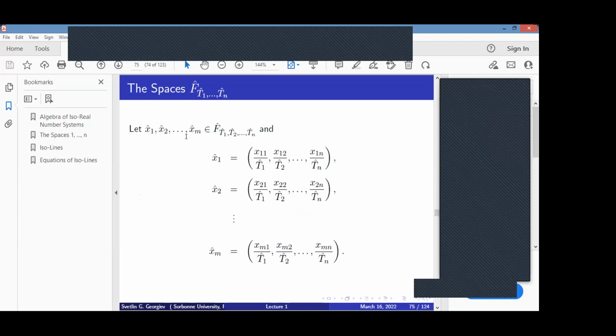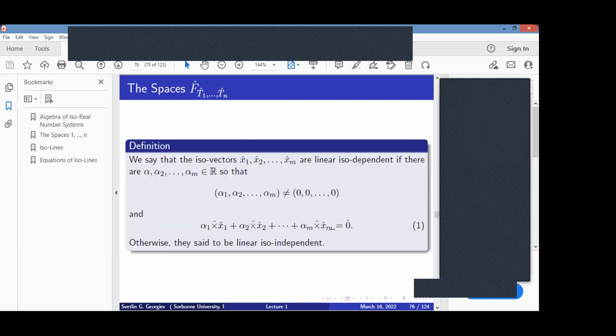Now we take m elements, x1, x2, up to xm, and consider their corresponding isolifts, which are given in this way. Then we say that the isovectors hat x1, hat x2, and so on, hat xm are linear isodependent if there are constants alpha 1, alpha 2, and so on, alpha m, so that this m-tuple is different from (0, 0, 0), and we have the following equality.